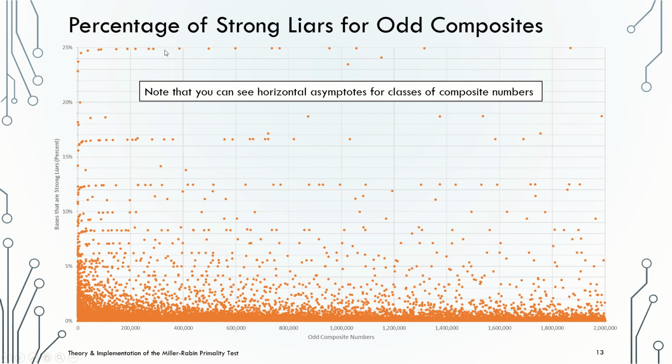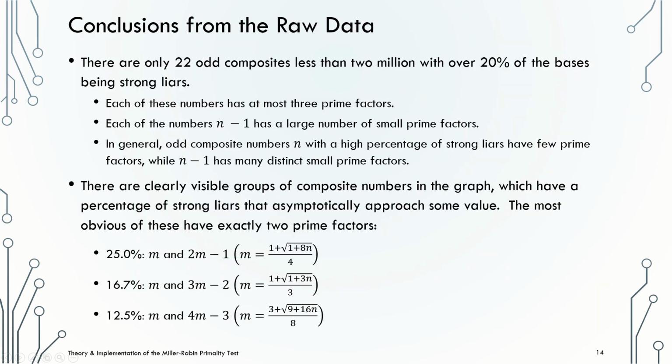The other thing to note is that there are these classes of numbers that asymptotically approach limits. So here's one that approaches 25%. There's another one here that approaches 16 2/3. I found that interesting, and on the next slide, we'll see that these classes down here at the bottom actually are very deterministic.